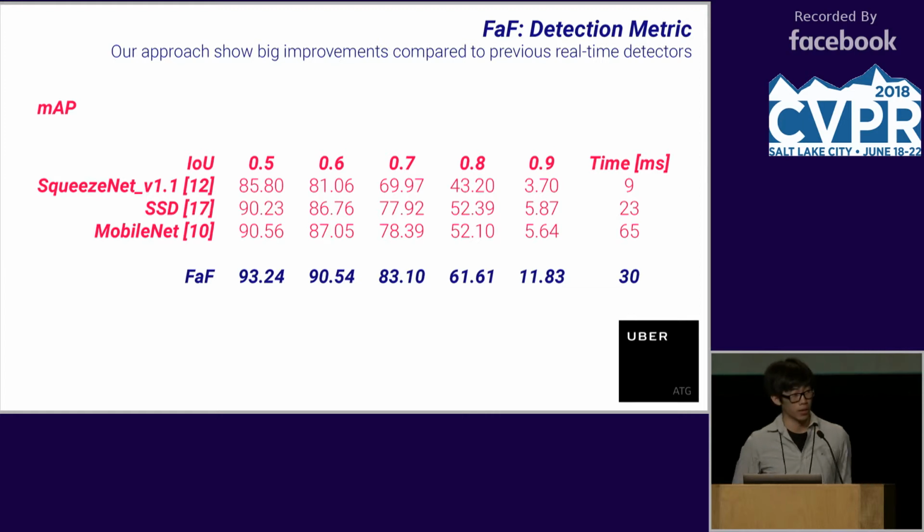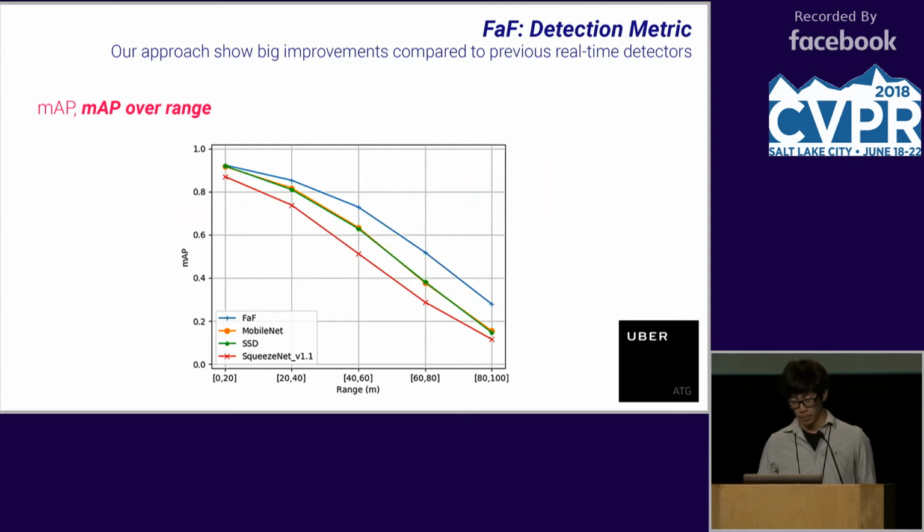Next, let's look at some quantitative results. As shown in this table, our approach results in significant AP improvement for all IOU thresholds. For example, at IOU 0.7, FAF is 5 points better than MobileNet and it runs faster, requiring only 30 milliseconds. Here we show mAP as a function of object's distance to the ego car. We can see FAF is better at all ranges, especially at the long range where it's more difficult to perform detection.